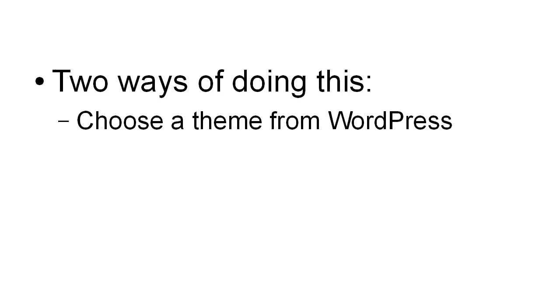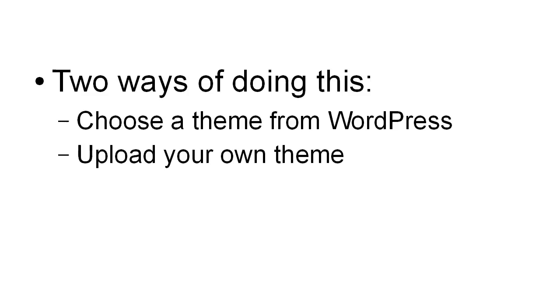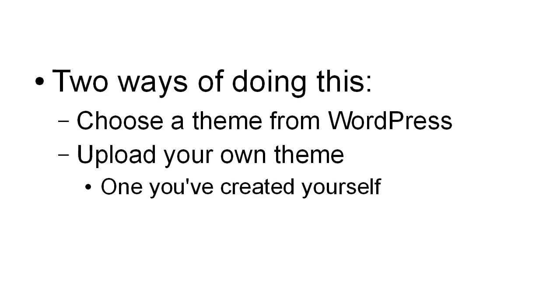In this video, I'm going to show you how you go about installing new themes on WordPress. Now, as you'll see, there are two ways of doing this. You can either choose a theme from within WordPress itself, or you can upload your own theme. And this can either be one that you've created yourself, or one that you've purchased, or one that you have had someone create for you. This is how you do it.